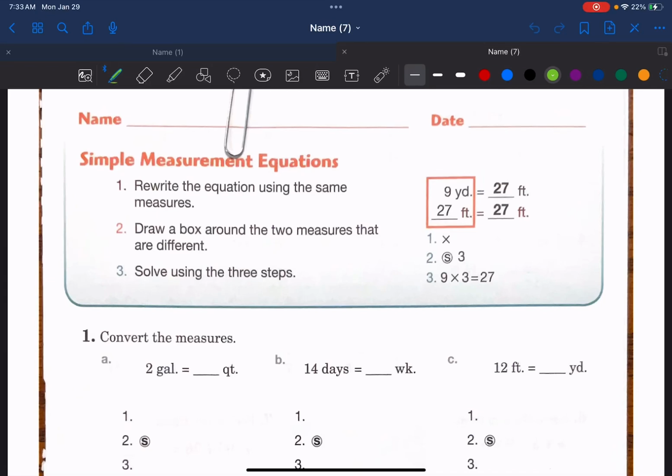Good morning, third grade. You have lesson 86, and it is simple measurement equations. So this is where we are taking what you've learned about how to convert, and really we're just adding one more step because we're getting ready for when we have multiple units that we have to convert. So on today's lesson, you're going to rewrite the equation using the same measures.